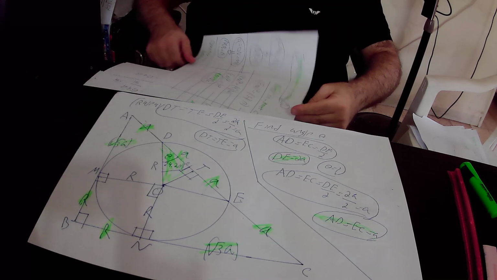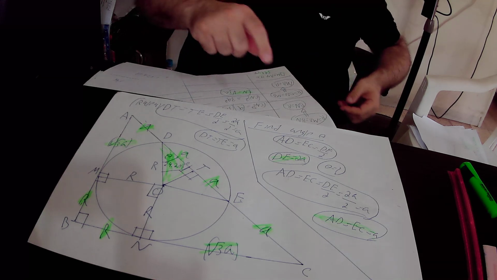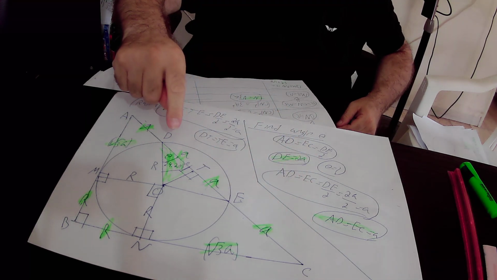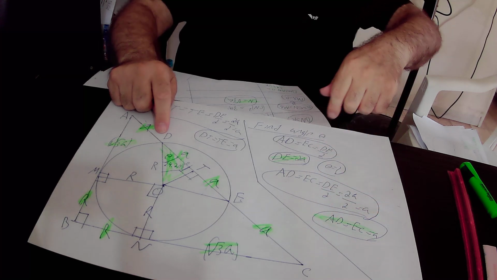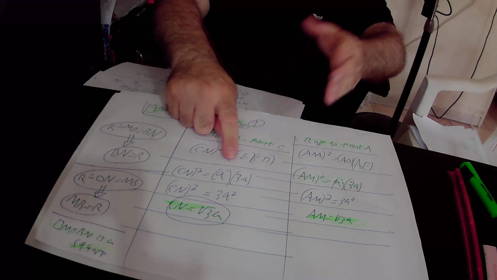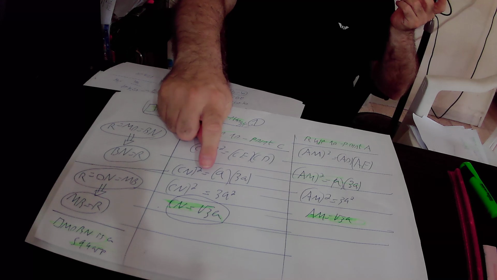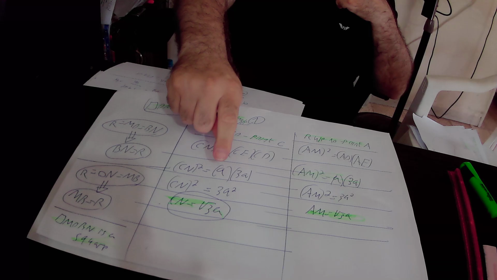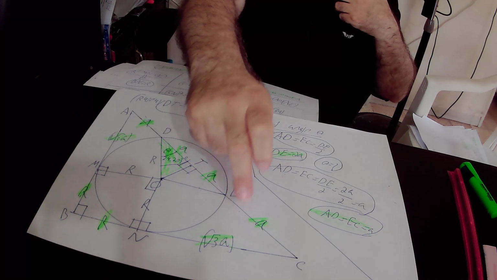So here, CN square equals CE times CD. CE is A, so we substitute CE by A, and CD is A plus A plus A, that is 3A, so we substitute CD by 3A. In conclusion, CN square equals A times 3A. A times 3A is 3A square. So CN square equals 3A square. We take the square root of this equation and find that CN equals square root of 3 times A. Here CN equals square root of 3 times A.